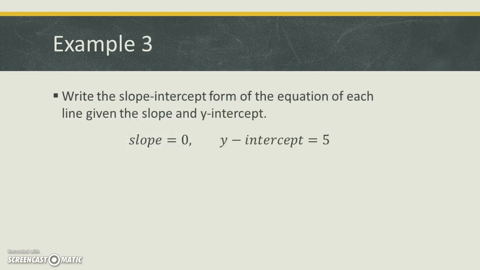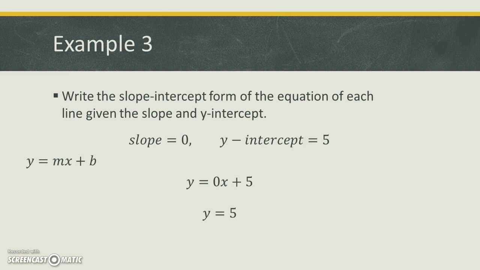Example 3. This time it tells us to write in slope-intercept form given a slope and an intercept. The slope-intercept form is y equals mx plus b. M is the slope, which is 0. B is the y-intercept, which is 5. So we just substitute those values in. Normally you would be done here, but 0 times x is just 0. We can cancel that. It's just y equals 5.